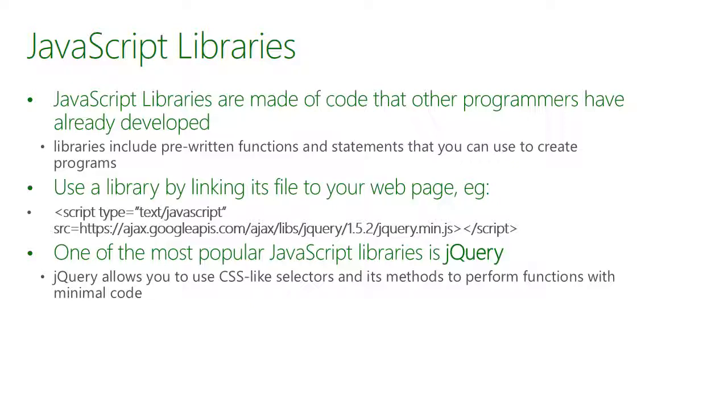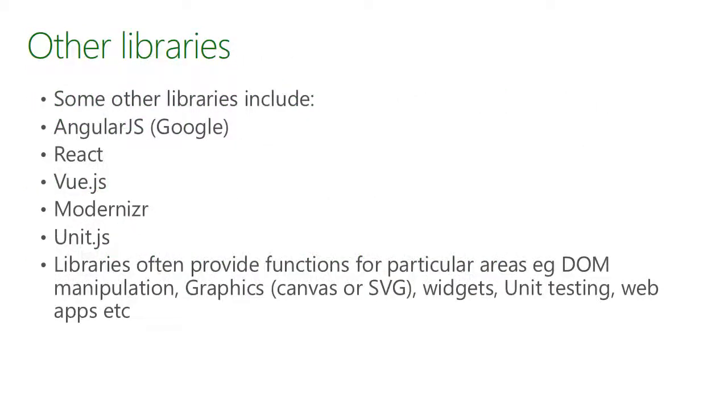One of the most popular JavaScript libraries is jQuery. jQuery allows you to use CSS-like selectors and its methods to perform functions with minimal code. Some other libraries include AngularJS, React, Vue.js, Modernizr, and Unit.js. So libraries often provide functions for particular areas, for example document object model manipulation, graphics, for example Canvas or SVG, widgets, unit testing, web apps, and so on.